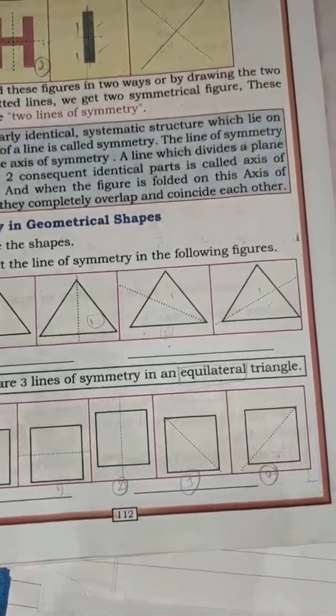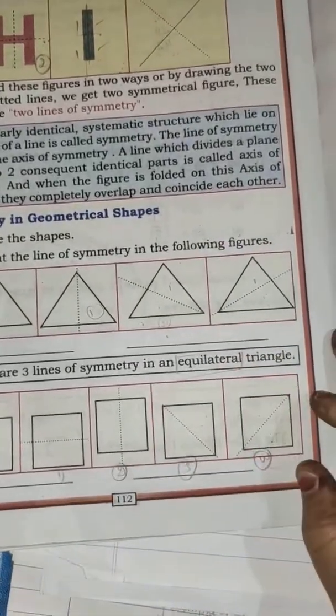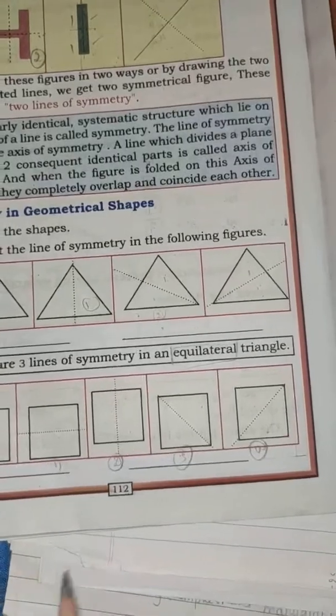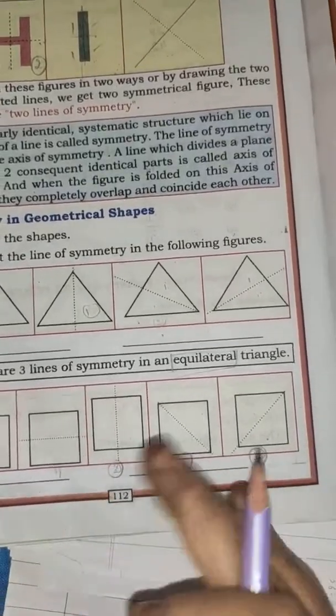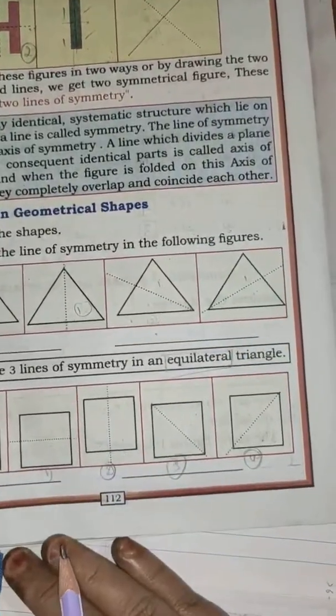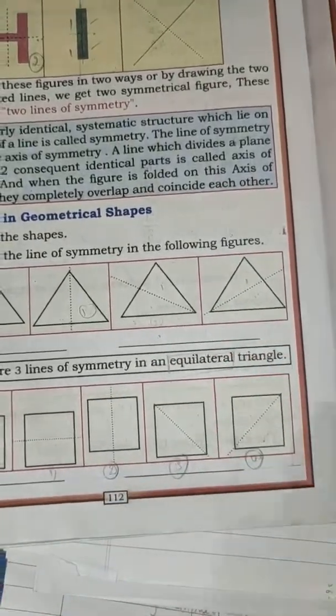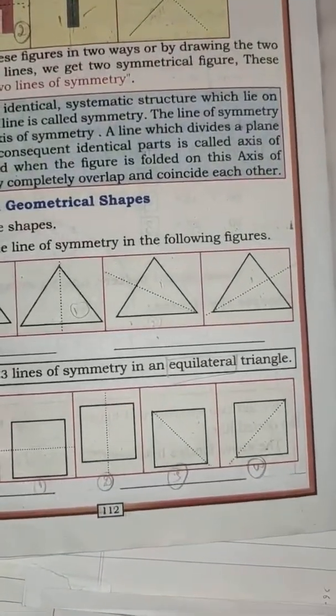Symmetry means what? If you cut any plane figure, or if you fold any plane figure, you should get equal parts. Two equal parts you should get. That is called the symmetry.